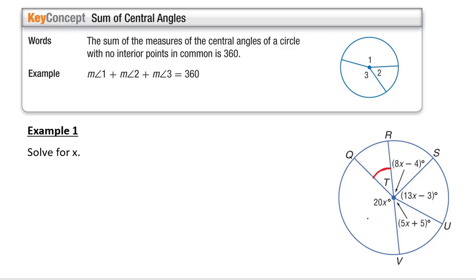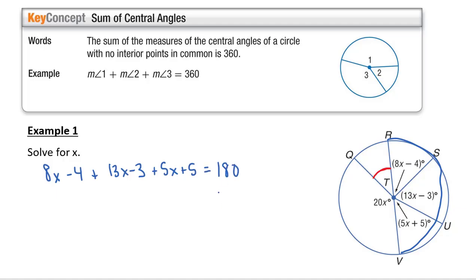And so I was actually working on this last night. I was like, oh no, what do I do? What I didn't notice is that you have a semicircle here. RSV is a semicircle. So 8x minus 4 plus 13x minus 3 plus 5x plus 5 equals half my circle, 180. So, combining like terms, I get 26x minus 2 equals 180. Adding 2 over and dividing, we get x equal to 2.